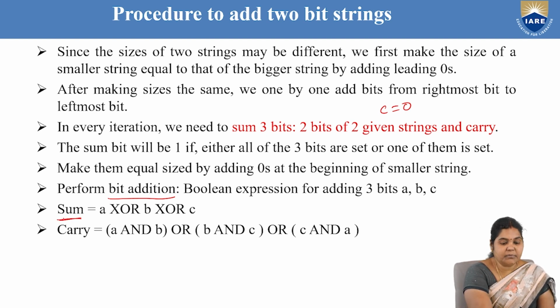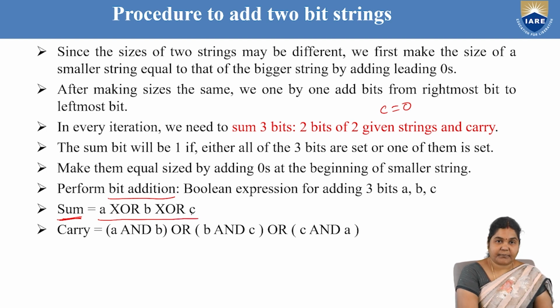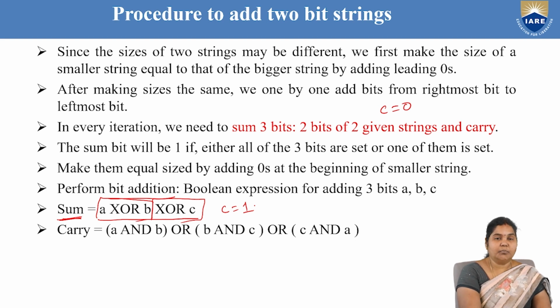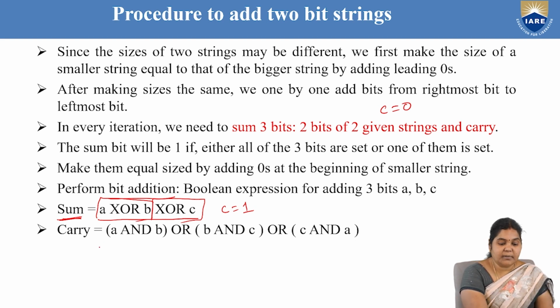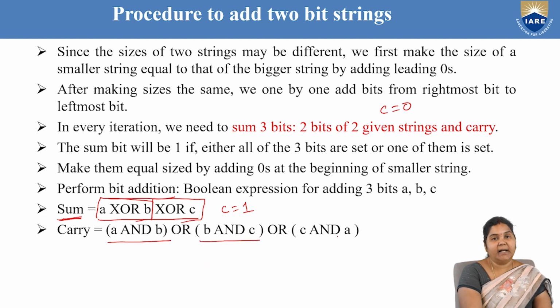For doing the addition, let us understand the formula. How will you compute the sum? A XOR B XOR carry. So two numbers you are doing XOR, A XOR B, first of all. Whatever result you get, you do XOR with the carry. Now, how will you compute the carry bit? The carry is set by: A and B, or B and C, or C and A.